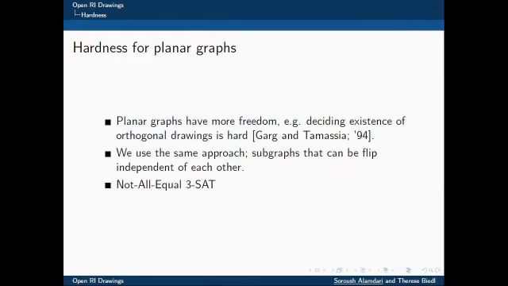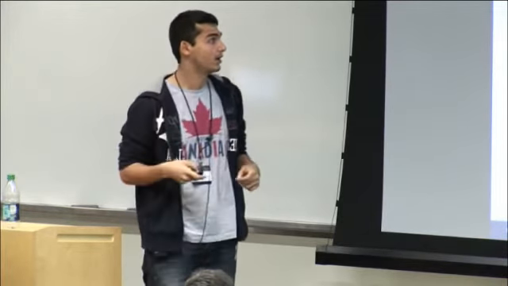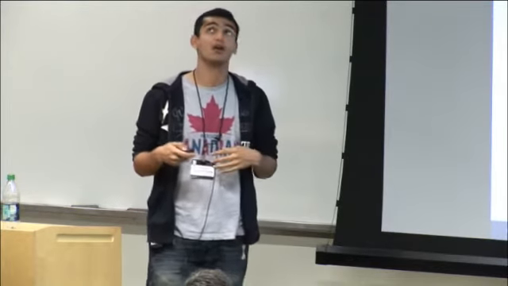So this was for plane graphs. Let's look at planar graphs. For planar graphs, we have much more freedom in how we embed the graph. For example, for orthogonal drawings without bends, the problem is NP-hard. Garg and Tamassia show that it is NP-hard. We use the same approach to prove that finding an open RI drawing of planar graphs is NP-hard. The reduction is from Not-All-Equal 3-SAT.